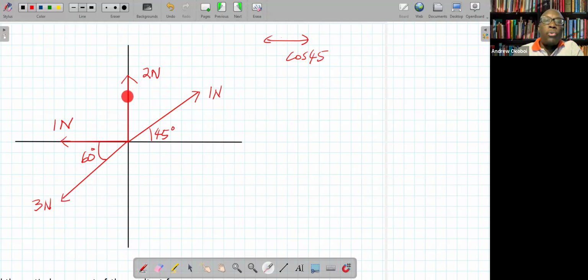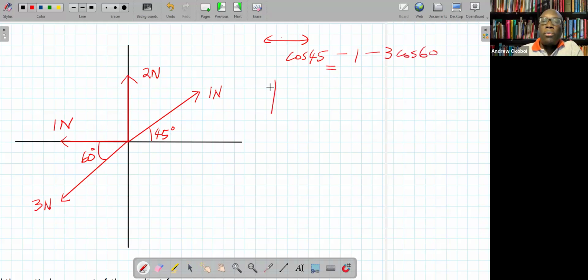This one here has no horizontal element, so I'm going to leave it out. The only other horizontal ones are this one, and they are pointing in the negative direction. So I'm going to subtract 1 Newton and also subtract 3 cos 60 and get that answer here.